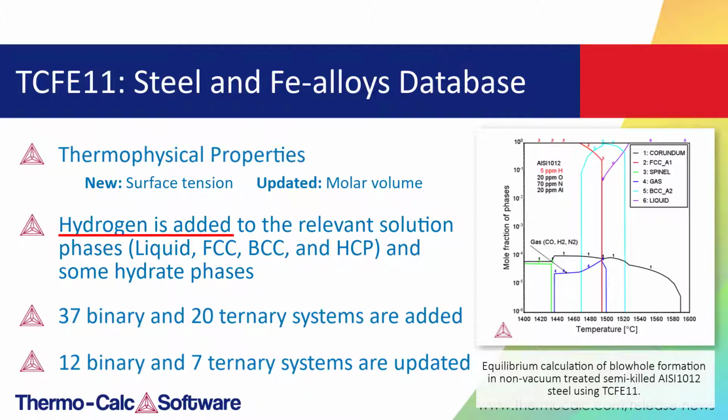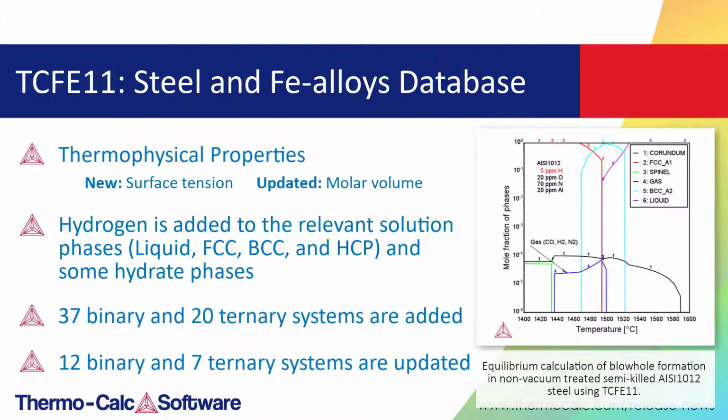Hydrogen has been added to the relevant solution phases in this database. In previous versions, hydrogen was only included in the gas phase, but in this release, the complete systems are added. 37 new binary and 20 new ternary systems are assessed for this database, many of them for hydrogen. 12 binary and 7 ternary systems are also updated.